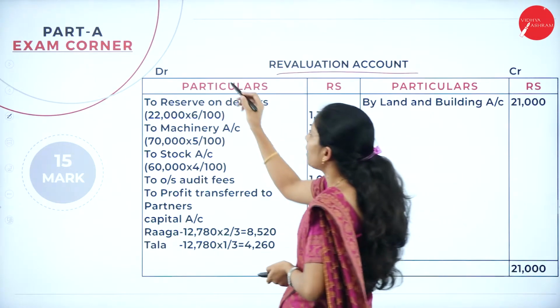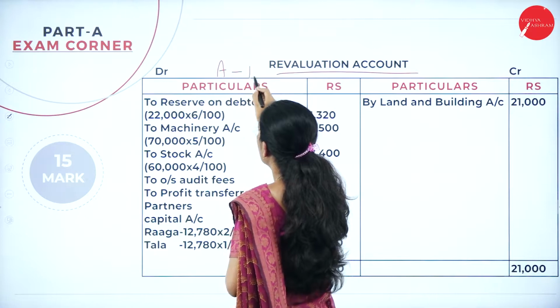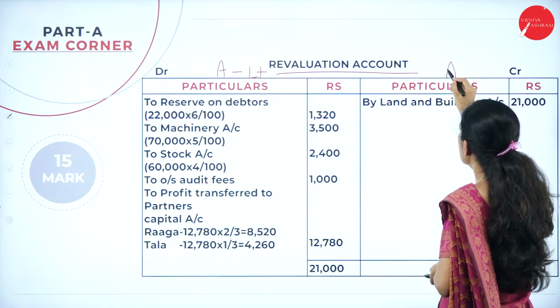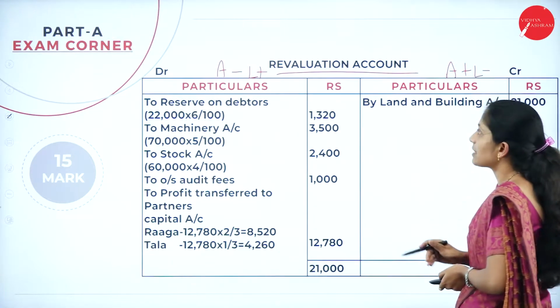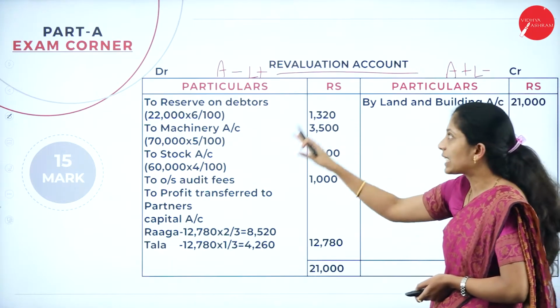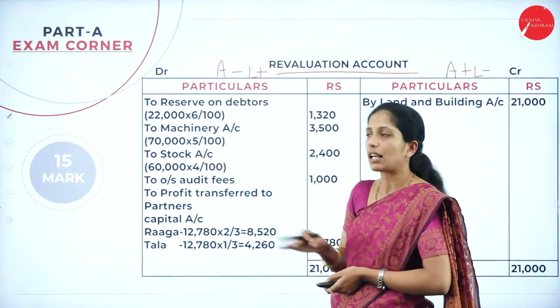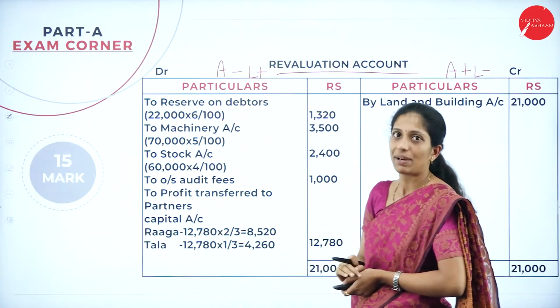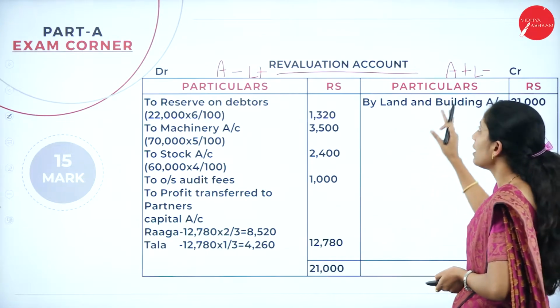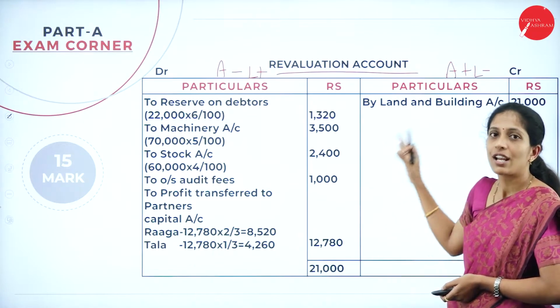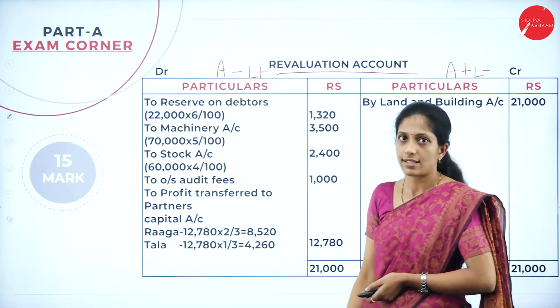Now I'll explain what you have to record here. In the debit side, it is A minus, L plus. In the credit side, it is A plus, L minus. So if the value of assets has decreased and liability value has increased, you are going to record in the debit side. Then what about credit side? If any asset value has increased and liability value has decreased, you are going to record in the credit side.